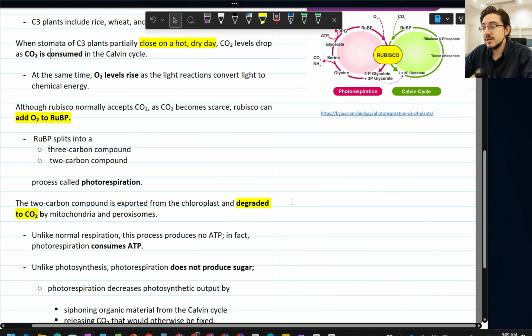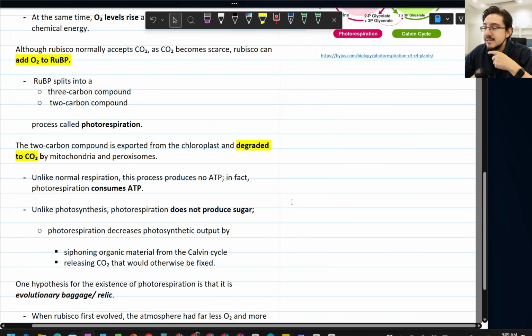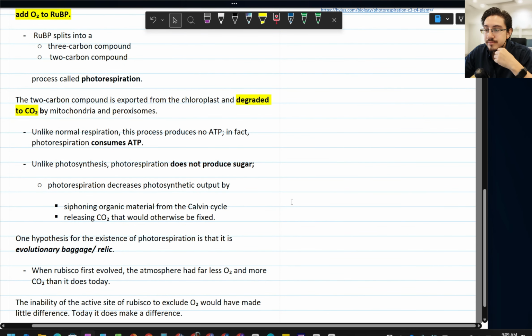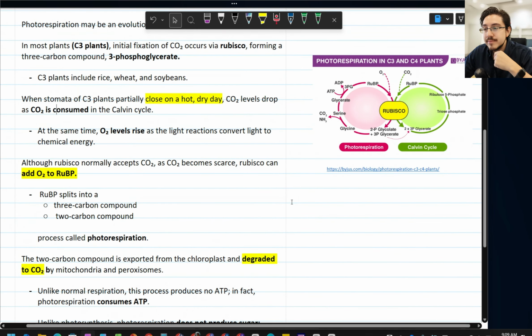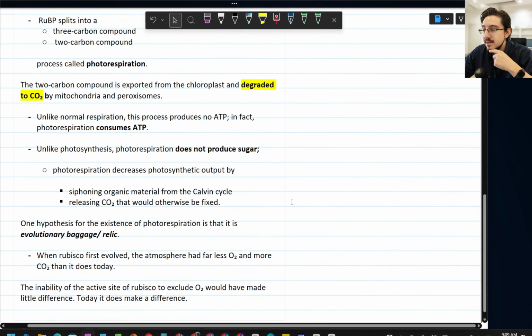So they use oxygen and they consume ATP. This process doesn't produce, it consumes ATP. So photorespiration also doesn't produce sugar. Photorespiration does not produce sugar.